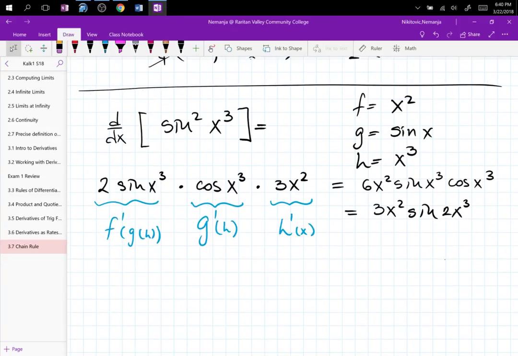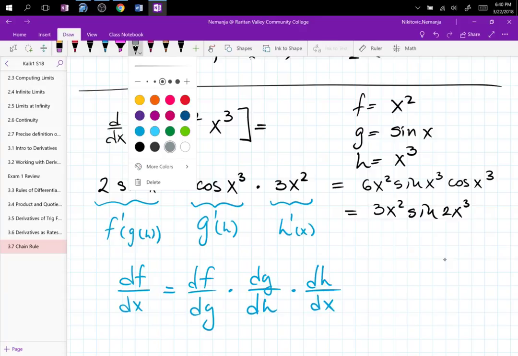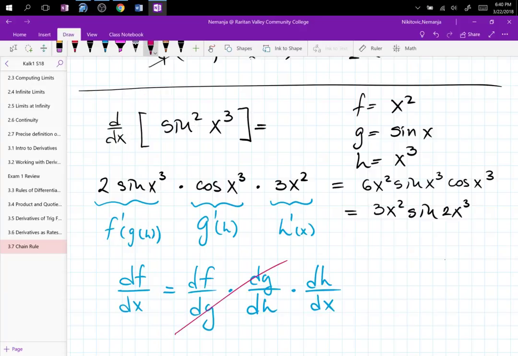To put this in the Leibniz notation, the derivative of the function with respect to x is df/dg times dg/dh times dh/dx. Now I hope you see what happens when you cancel these. You get your df/dx, which is what you were looking for.